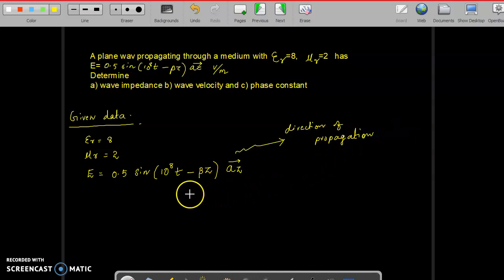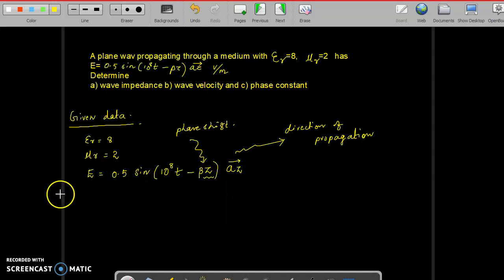So as the wave propagates through the medium, what will happen? The phase will also change. So there is a phase shift. So here we can see the beta. Beta represents the phase shift, and the phase shift happens as this wave is propagating along Z. So that's why the phase shift is multiplied with Z.